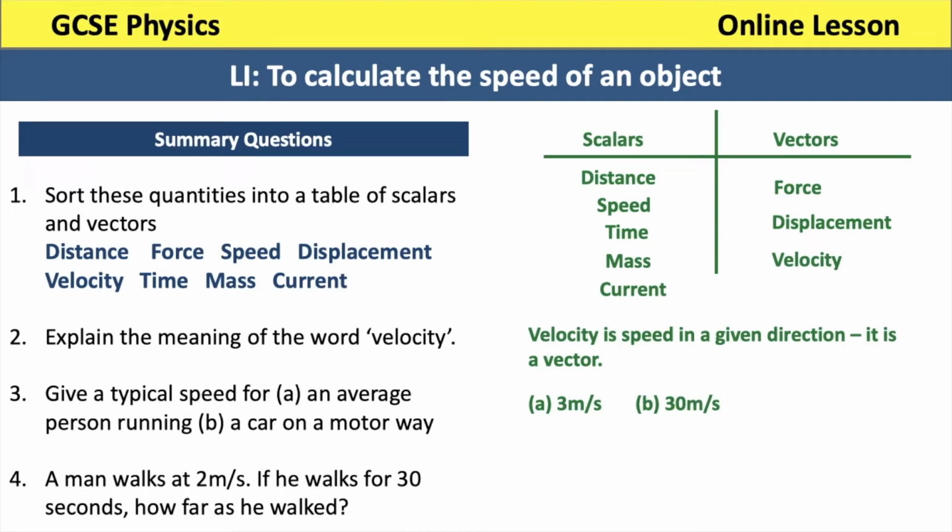The reason being that most cars on a motorway would travel about 70 miles an hour, and 70 miles an hour is the equivalent of 30 metres every second, 30 metres per second.